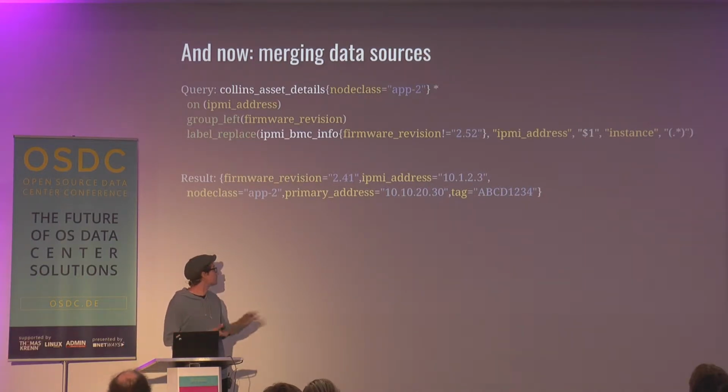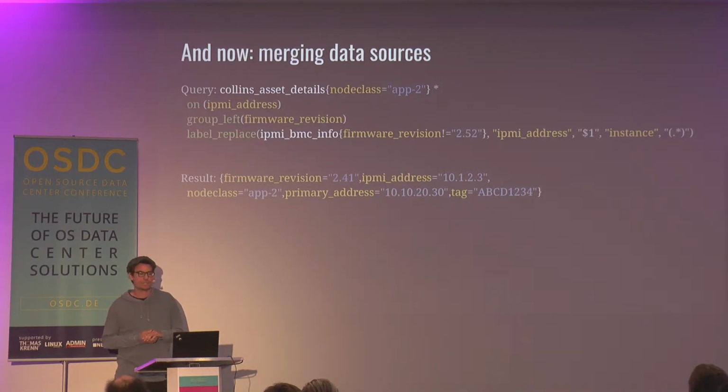And you'll end up with a result like this, where you all of a sudden have a metric that doesn't have a name, but has all the labels you're interested in, namely the firmware revision, but also the type of server.